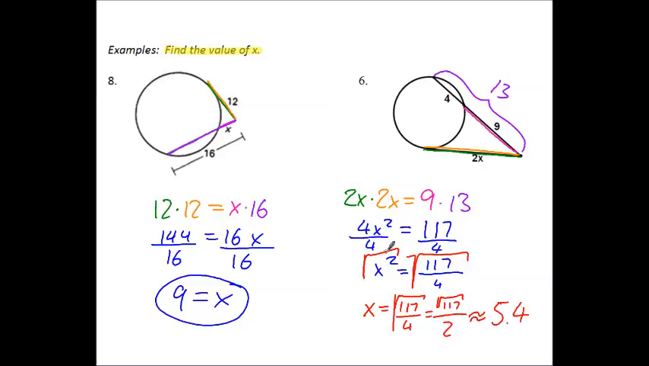Keep the fraction. And next, we are taking the square root of both sides. So x is equal to the square root of 117 over 4, which you can simplify in the denominator to get the square root of 117 over 2. And that is approximately 5.4. Don't forget the circle around your final answer.